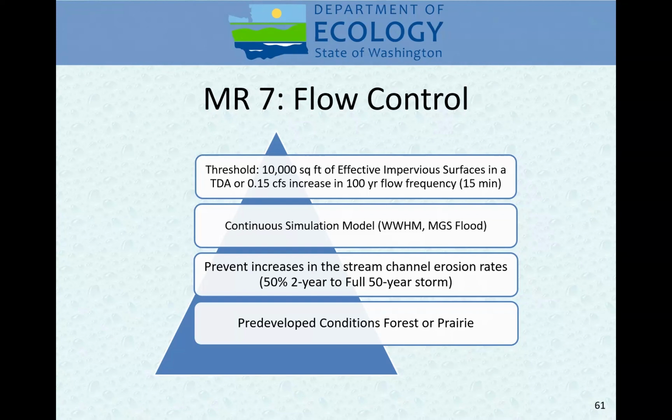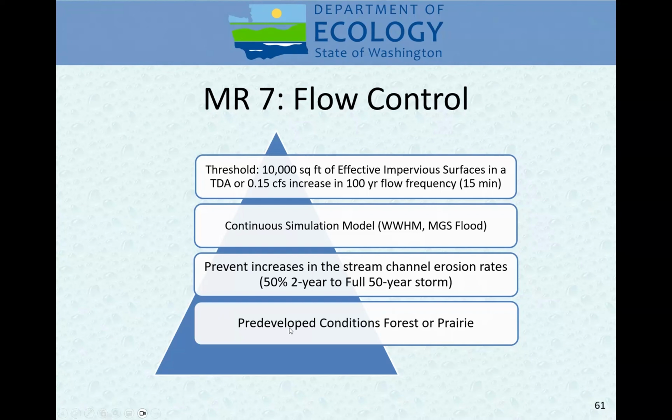10,000 square feet is about what it takes to get that 0.15 increase. We don't want to have to put flow control on small projects. So if you have more than 5,000 square feet, but you don't have more than 10,000 square feet per TDA, you don't have to do minimum required number 7.